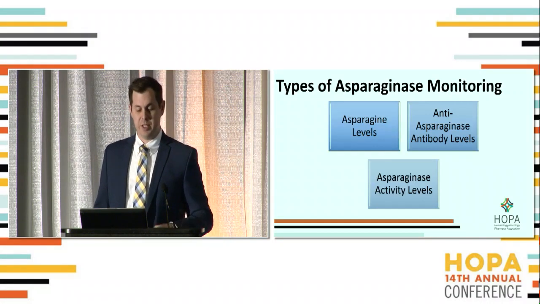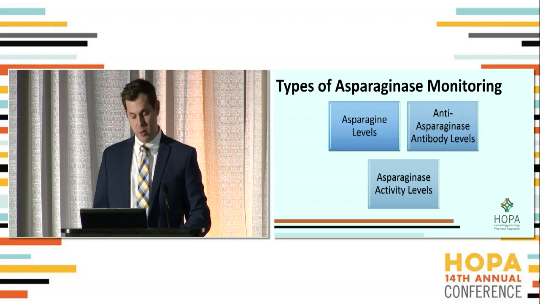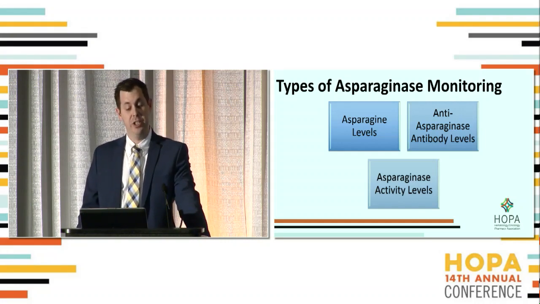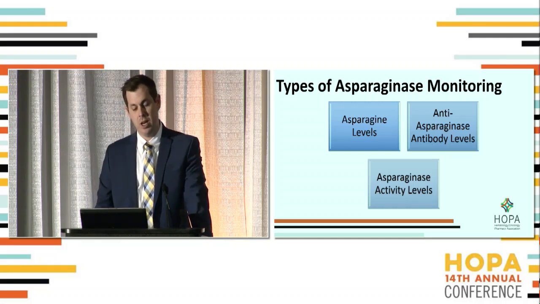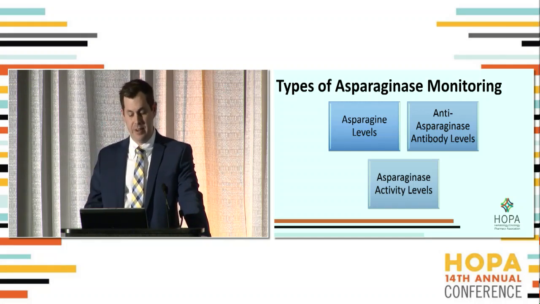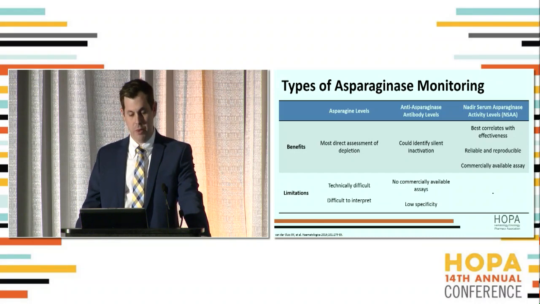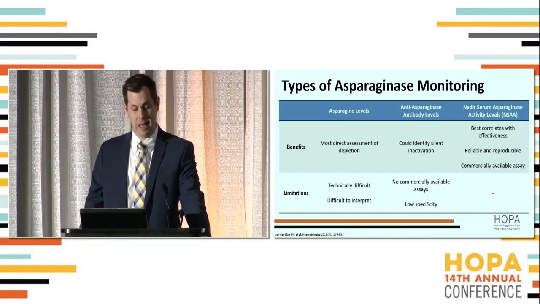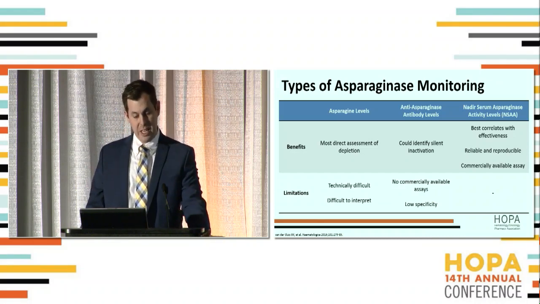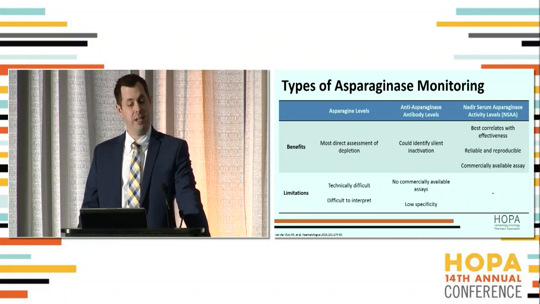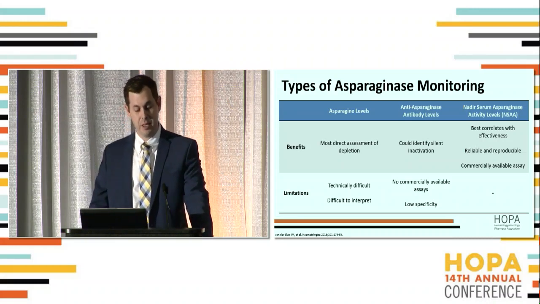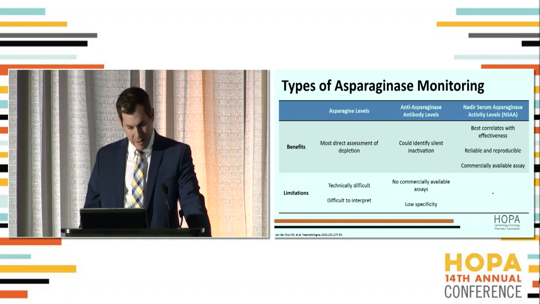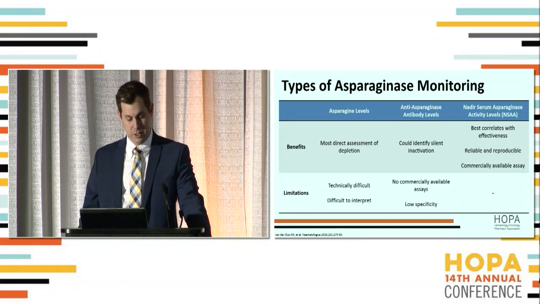So for our 3 types of asparaginase monitoring, we know at this point we can look at asparagine levels. We can look at anti-asparaginase antibody levels, and we can also look at asparaginase activity levels. We're briefly going to run through the pros and cons of each of these levels. When thinking about asparagine levels, the benefit is that it really is the most direct assessment of depletion. However, we're limited by the fact that it is technically difficult to interpret.